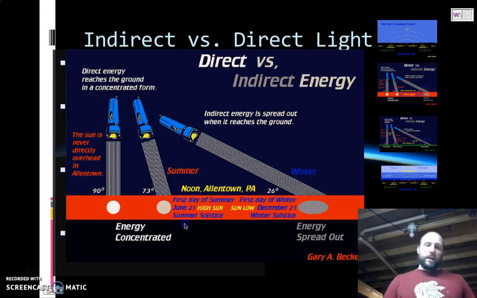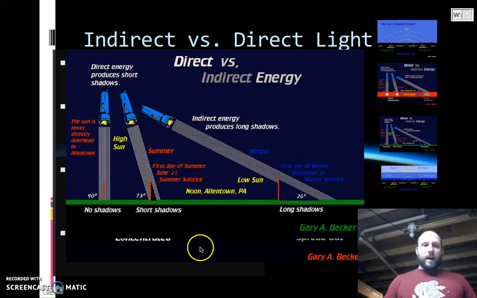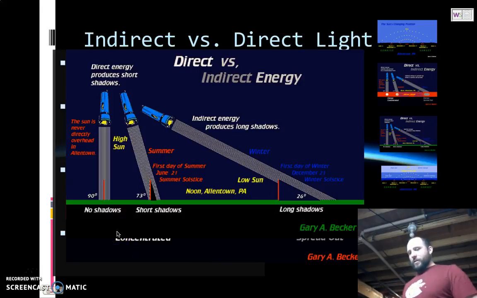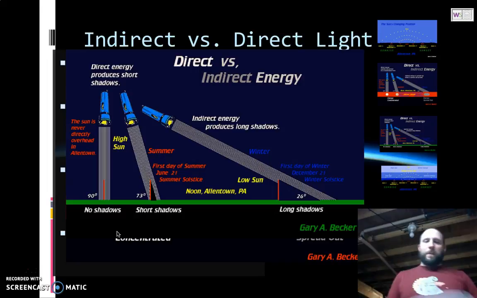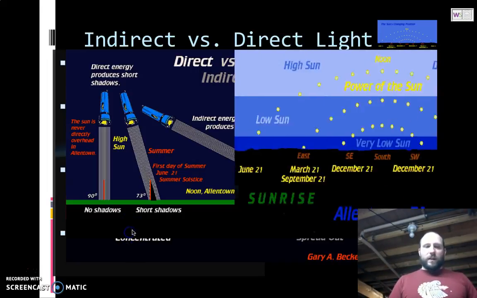Direct versus indirect. Another way to phrase it, short shadows versus long shadows. In the summertime, when you're standing outside, you're looking down, the sun's over your head, your shadow seems really, really short around noon. But do the exact same exercise on December 21st, the shortest day of the year, and stand outside, your shadow will be much longer because the sun is lower in the horizon. So, another way to view this idea.